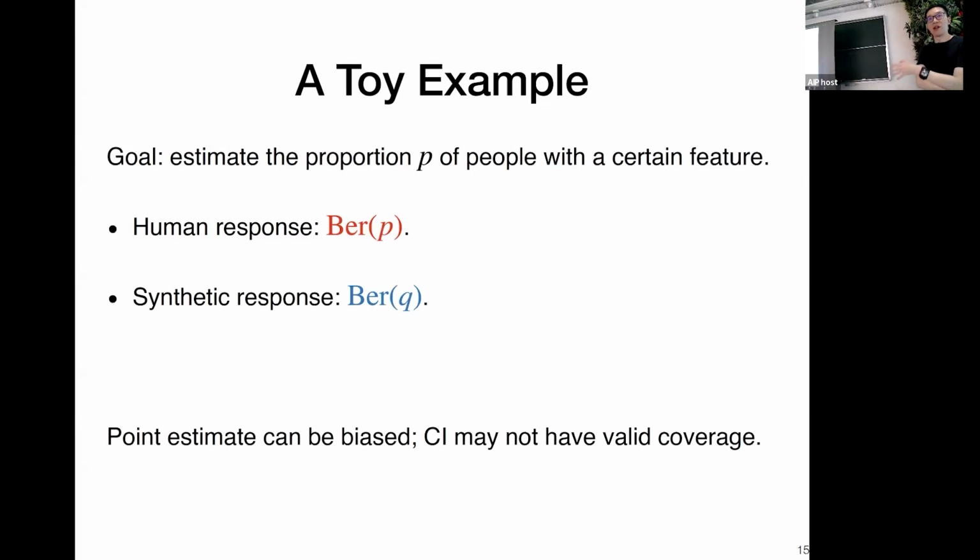Those are still yes or no answers, but perhaps from a different distribution. This is a Bernoulli distribution with parameter Q. Generally, P and Q are different because of the misalignment. So your point estimate constructed from the synthetic data can be biased. And if you want to quantify the error, you construct a confidence interval that may not have valid coverage. So that's the issue, because P and Q are generally different.